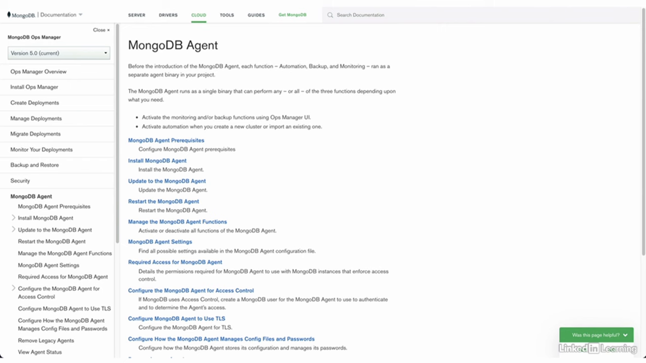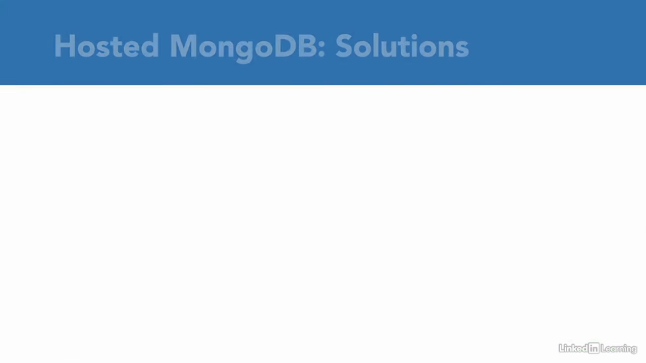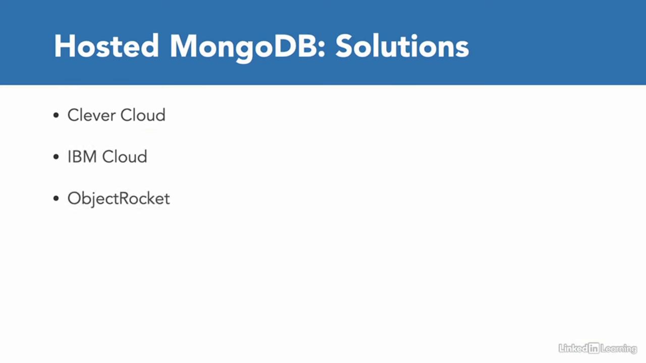MongoDB Agent is a service that helps you perform automation, backup, and monitoring for your self-hosted deployment. However, you can also go with hosted MongoDB solutions. If you would prefer to outsource the tasks I just mentioned, there are multiple service providers that offer MongoDB as a service. For this course, you can choose any deployment option locally or in the cloud.